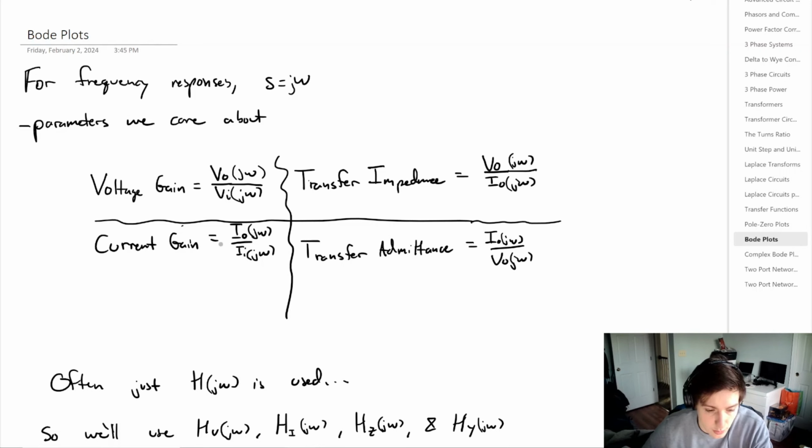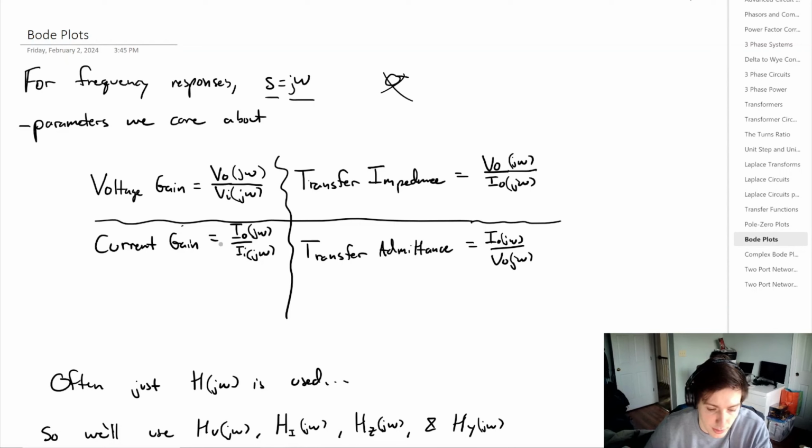In this video, we're going to talk about Bode plots. From the last video, we looked at pole zero plots, and we said that Bode plots are going to be a little bit more useful in really seeing the frequency response for circuits. Now recall, for the frequency response, we're going to set s equal to j omega, so we're going to get rid of that sigma term.